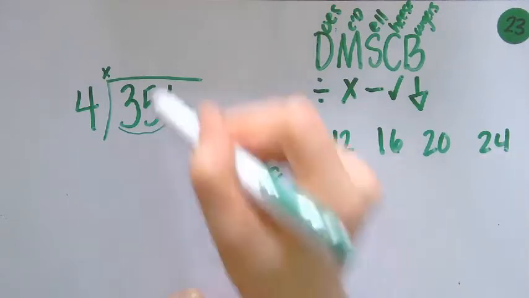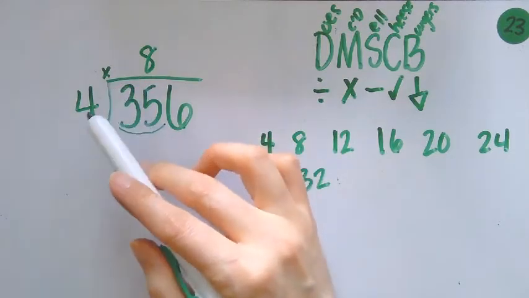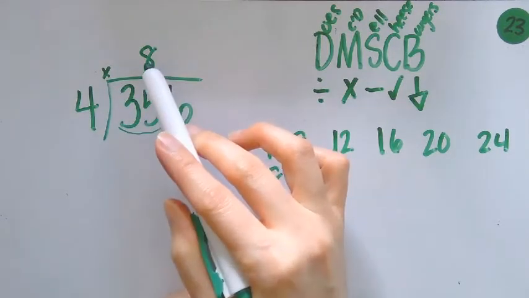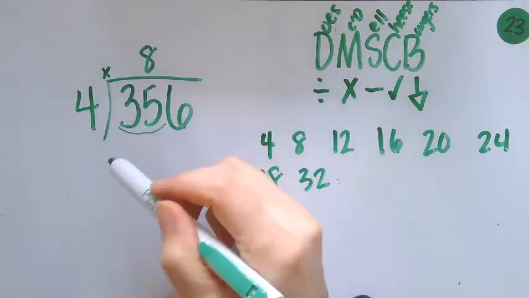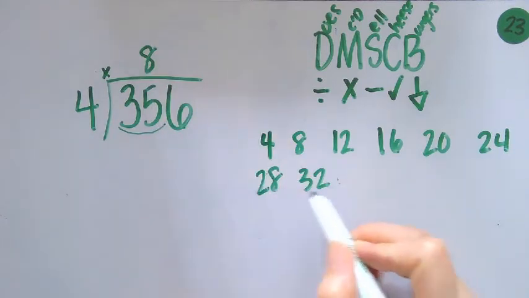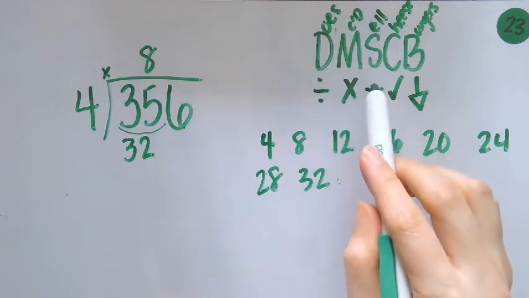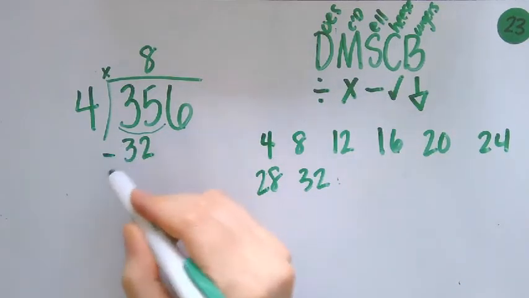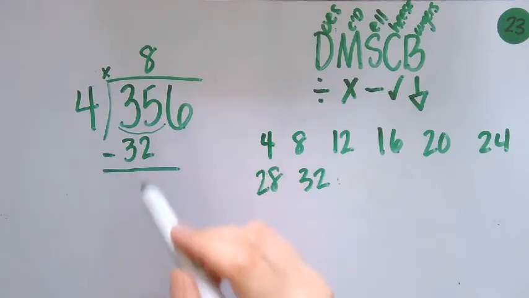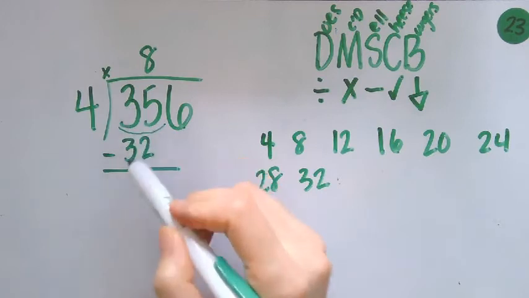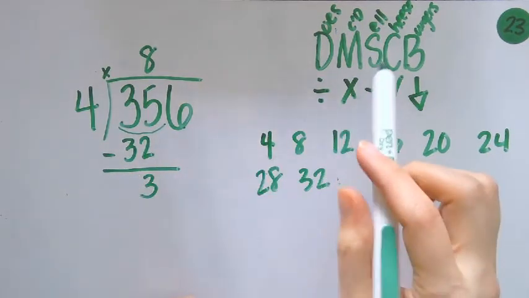So 4 times 8. I'm putting it over the 5 because I'm saying 4 goes into 35, not 4 going into 3. So 4 times 8 is 32. What do we do after we multiply? We subtract. 5 minus 2, can we do it? Yes, 5 minus 2 is 3. 3 minus 3 is 0. Not writing that down.